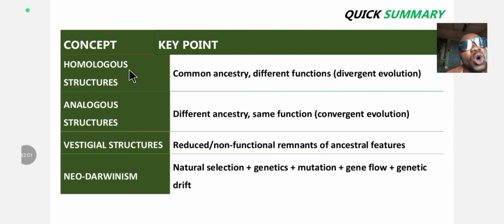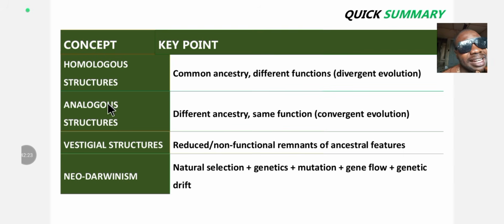The next concept is homologous structures. What's the key point? Common ancestry, different function, divergent evolution. That's what they mean. They share the same ancestry, but can get different functions and forms as time goes by, from variation.